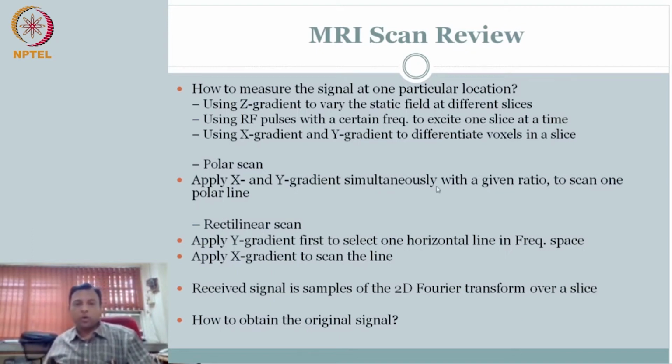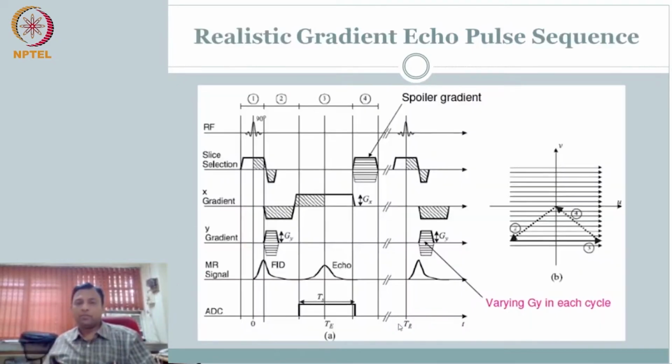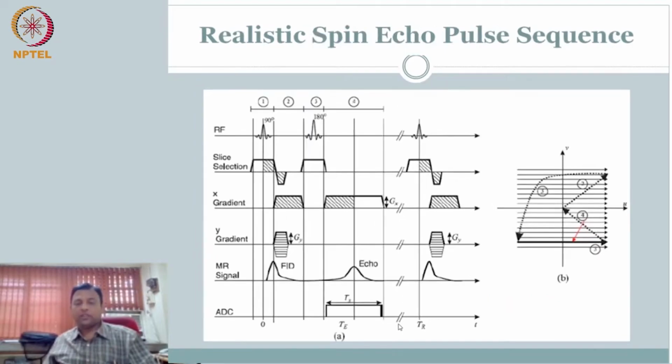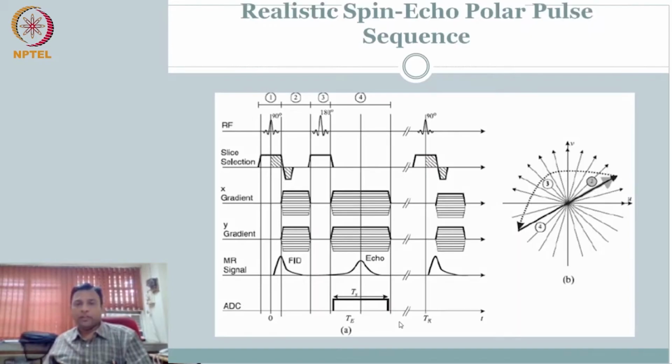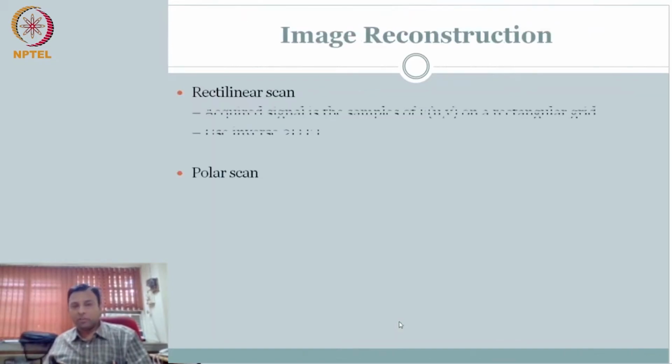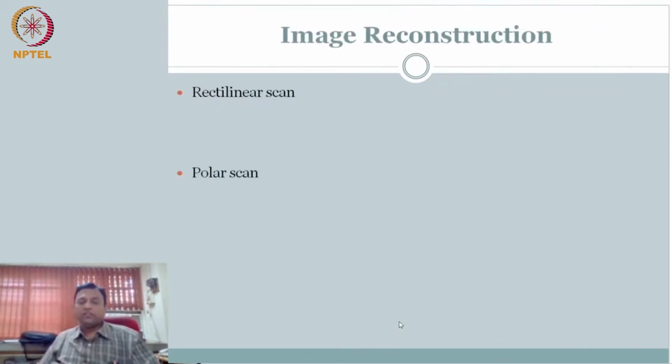Okay, so how do you obtain the original signal? Take inverse Fourier transform. So all this revision of how we do data acquisition to get rectilinear, polar, I will not spend time on, because that is not needed now because of the video lecture. So you can review the previous video. Where we will go is we will jump into image reconstruction.